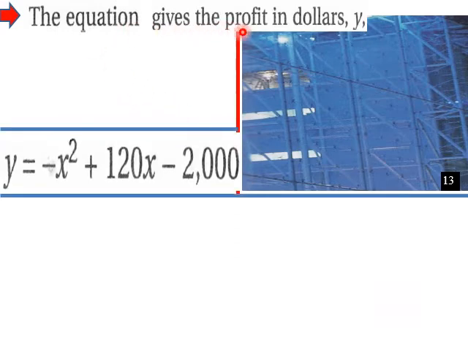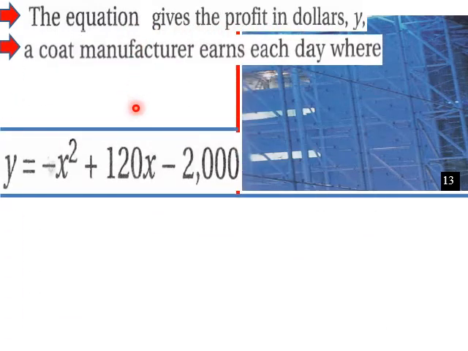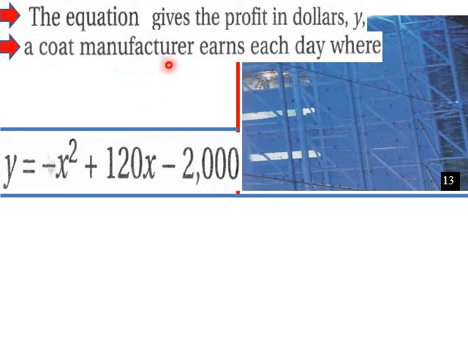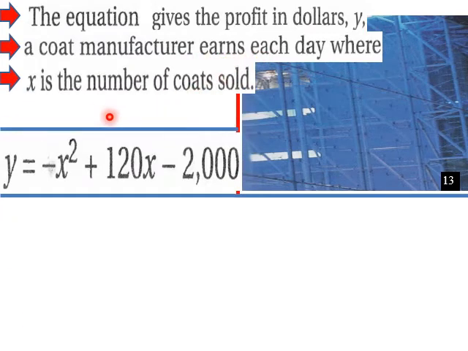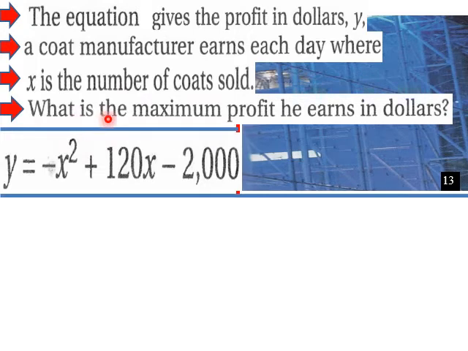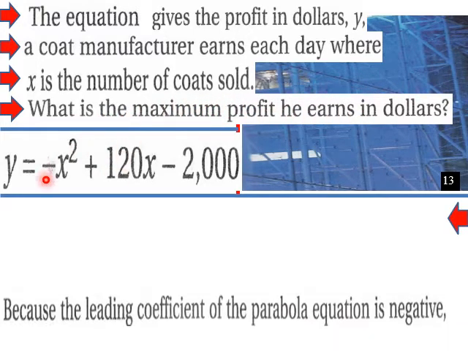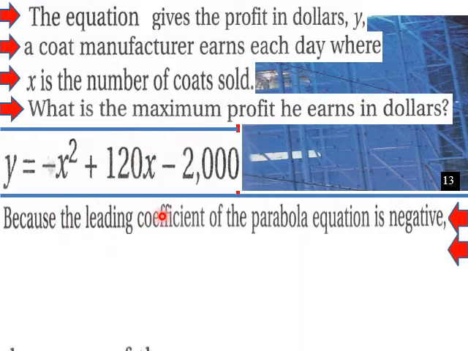The equation gives the profit in dollars y a coat manufacturer earns each day, where x is the number of coats sold. So this would be the number of coats sold. Y is our dollar amount. What is the maximum profit he earns in dollars? So we've got to find the max of this parabola.